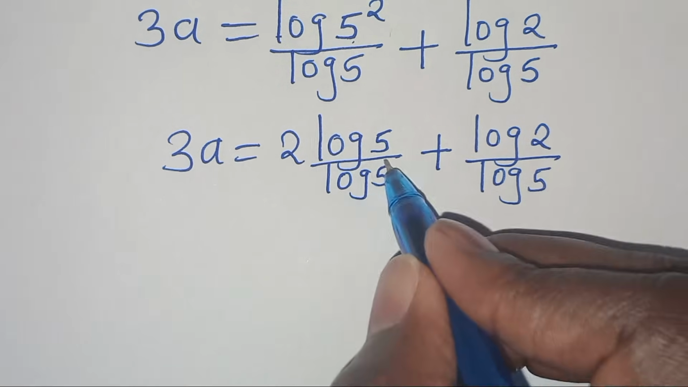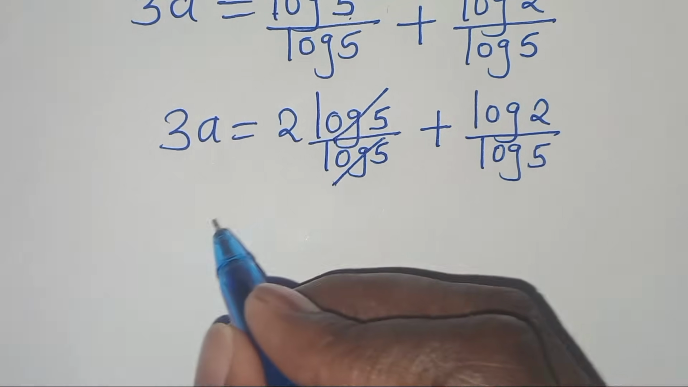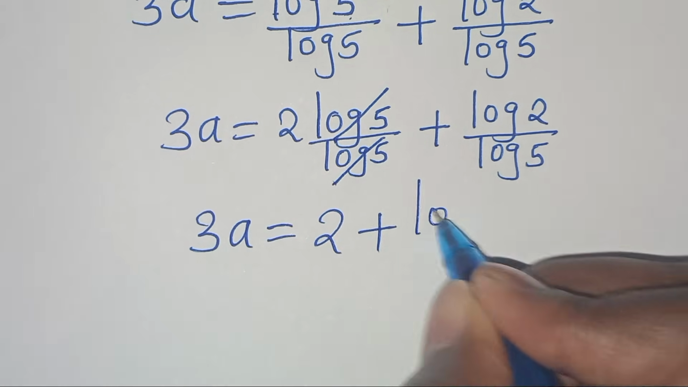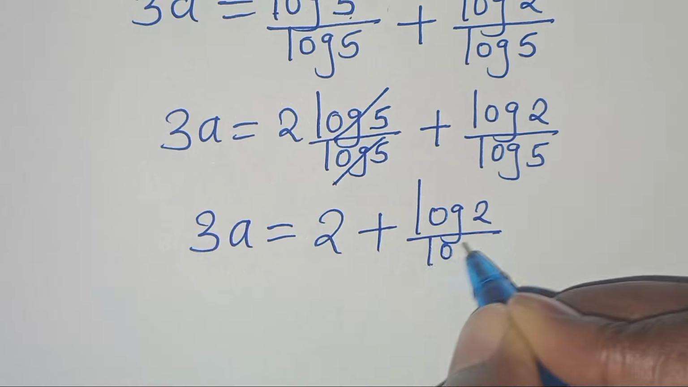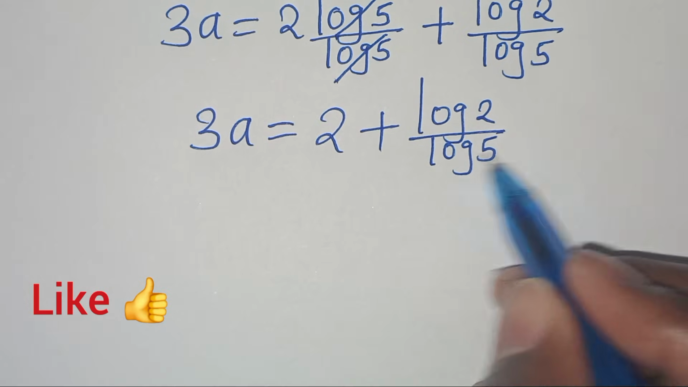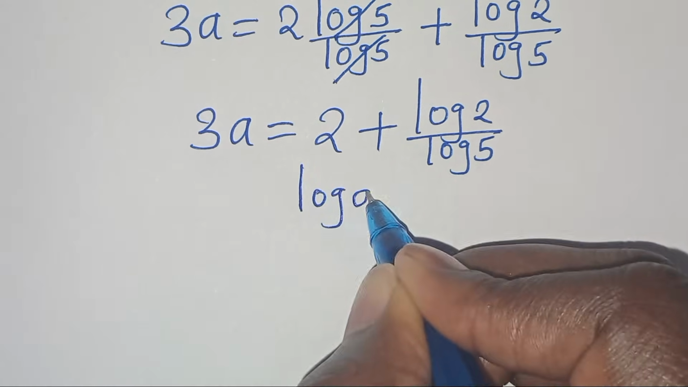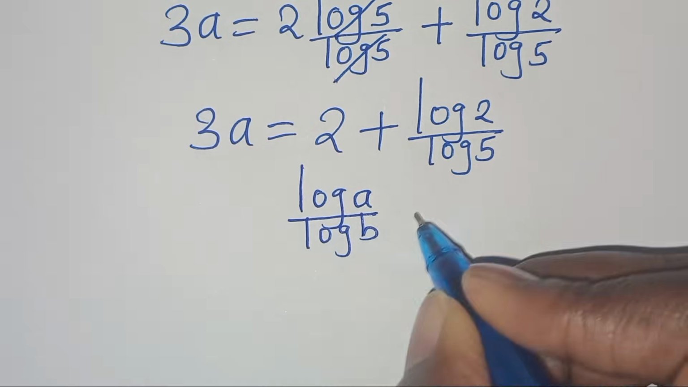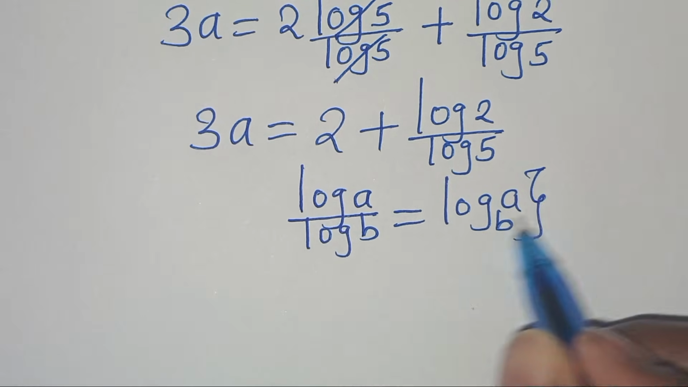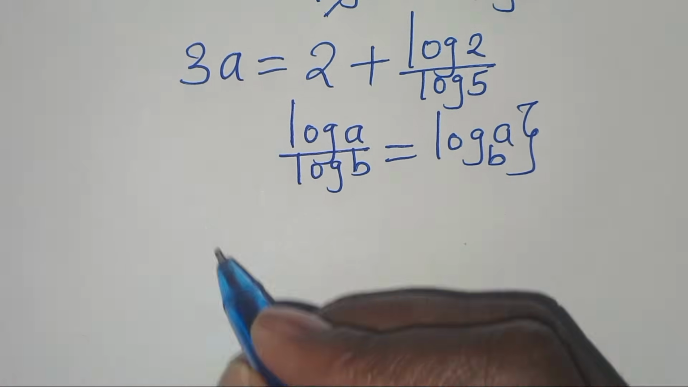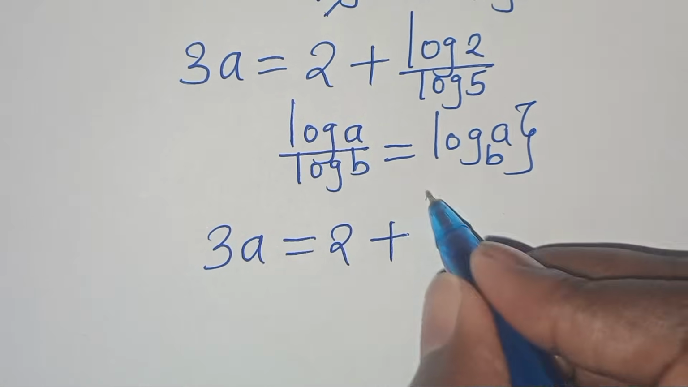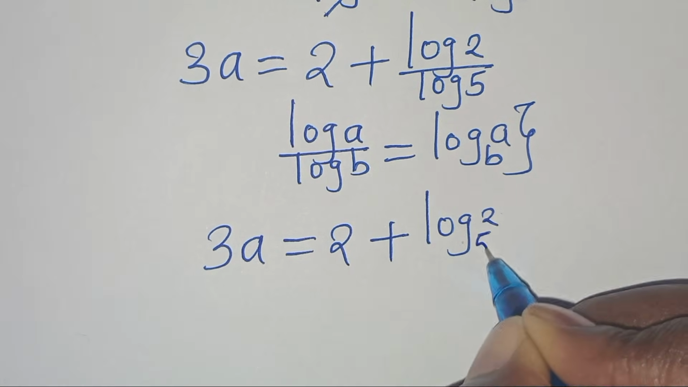Now, we can simplify log 5 and log 5 here. So that now, 3a is equal to 2 plus log 2 divided by log 5. Now, log 2 over log 5 is in the form of log a divided by log b, that we can express as log a to base b. Applying this logarithm property, then here we have 3a equal to 2 plus log 2 to base 5.